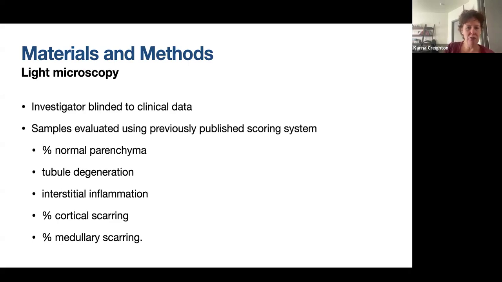For light microscopy, again, the investigator was blinded to the clinical data. The samples were evaluated using previously published scoring systems. So this was the scoring system that Dr. Cianciolo and Dr. Quimby are co-authors of, from about 10 years ago. There's a scoring system for the percentage of normal parenchyma, tubule degeneration, interstitial inflammation, percentage of cortical scarring, and percentage of medullary scarring.